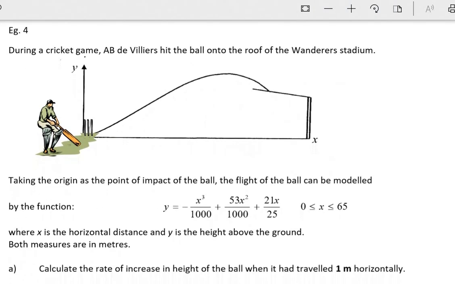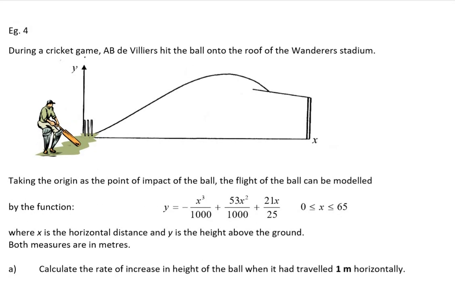Right, on to the last one. This is fairly similar to the next section. So it's kind of a bridging between the optimization and the next section, which is all about rates. So this question says, during a cricket game, A.B. de Villiers hits the ball onto the roof of the Wanderers Stadium. Taking the origin as the point of impact, the flight of the ball can be modeled using that equation.